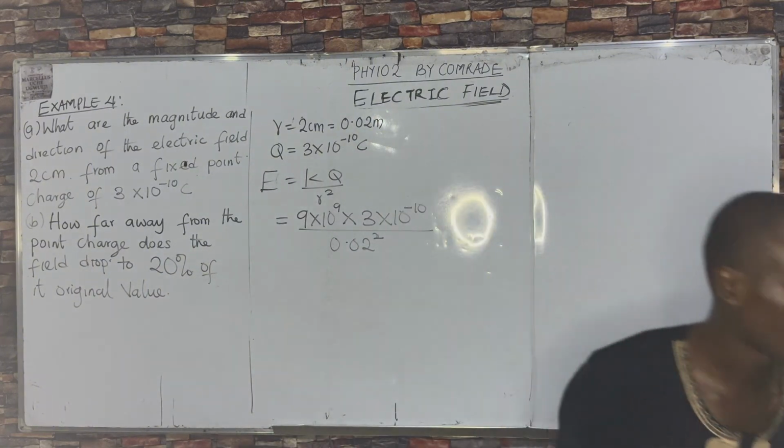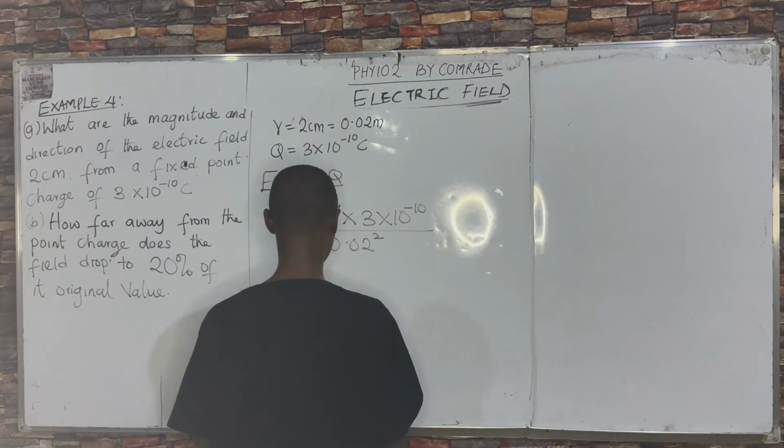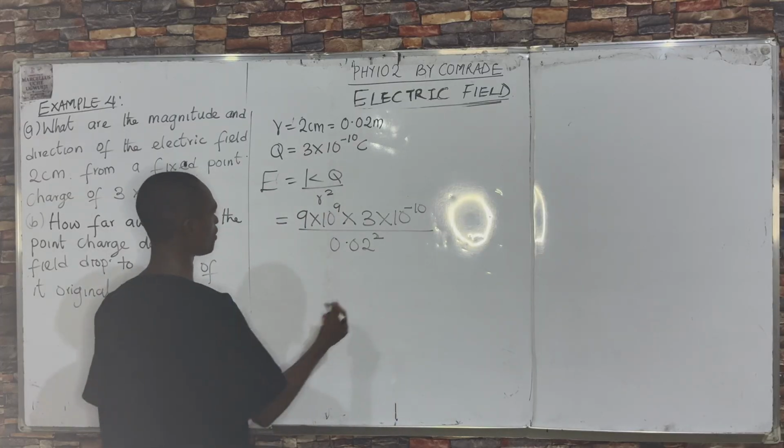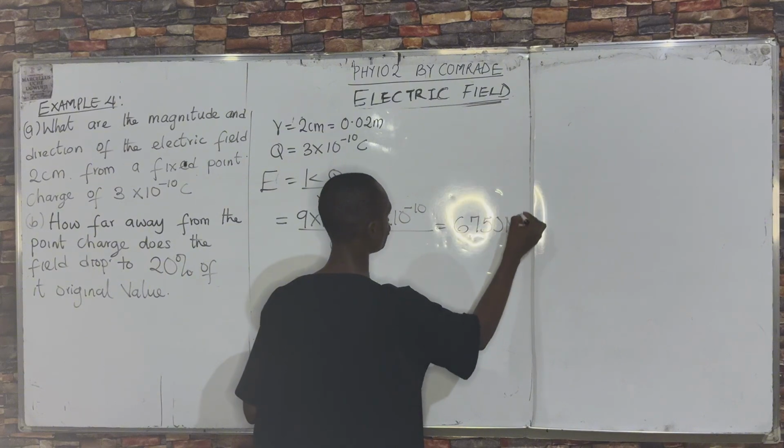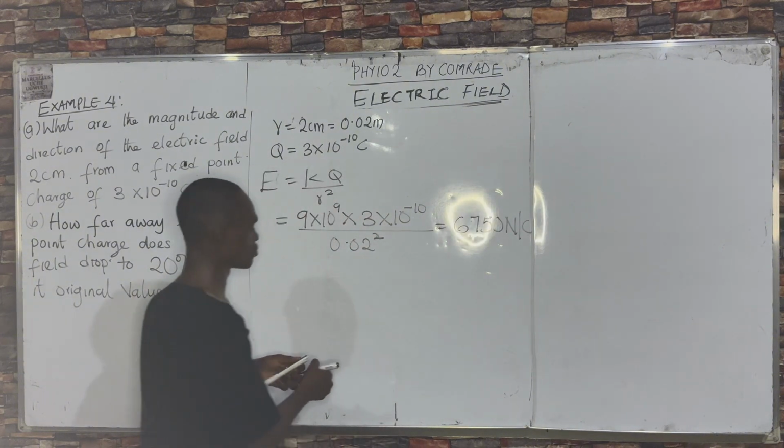Now let's press our calculator. 9 times 10 raised to the power 9, I'm having 6750 Newton per coulomb. You get.